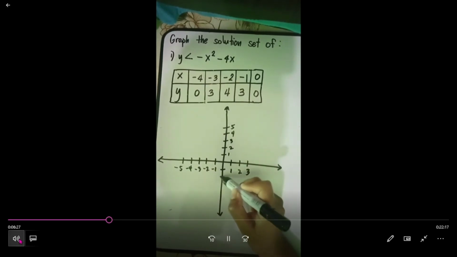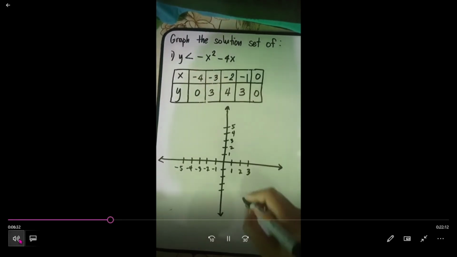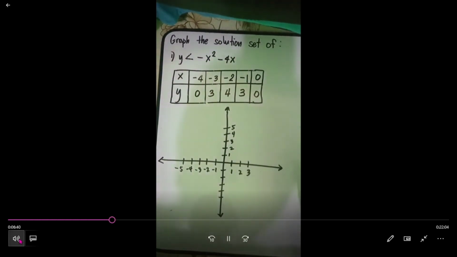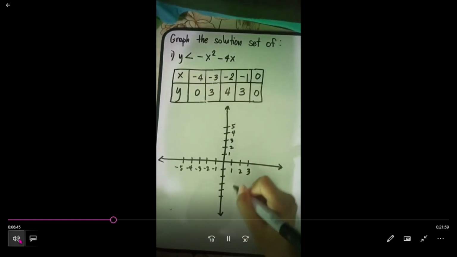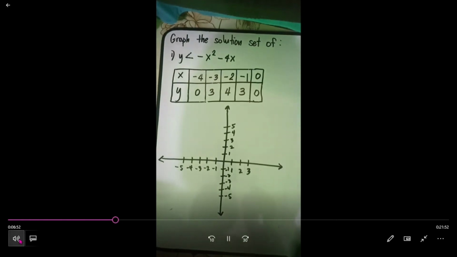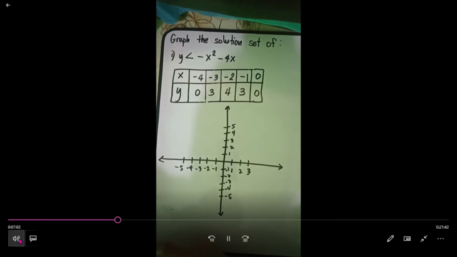It is much better if you are going to make use of your graphing paper pag magra-graph kayo. Whether you are graphing a parabola or a line, whether you are going to plot a point or whatever that you need to plot. Tandaan nyo lang na yung vertical line natin is our y-axis and our horizontal line is our x-axis.